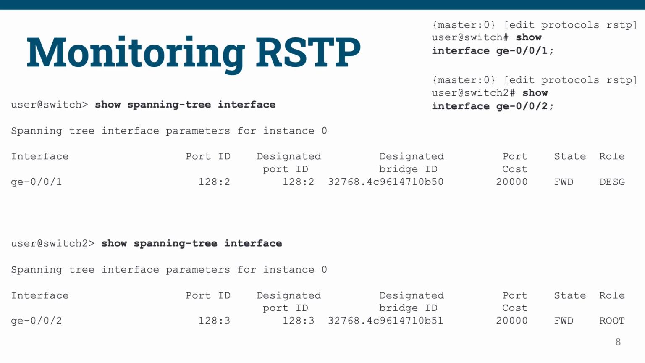However, RSTP will of course have different port roles and port states. The RSTP ports may assume one of four roles, which are root, designated, alternate, and backup. Finally, the port may be transitioned to one of four states as well, which are disabled, discarding, learning, and forwarding.